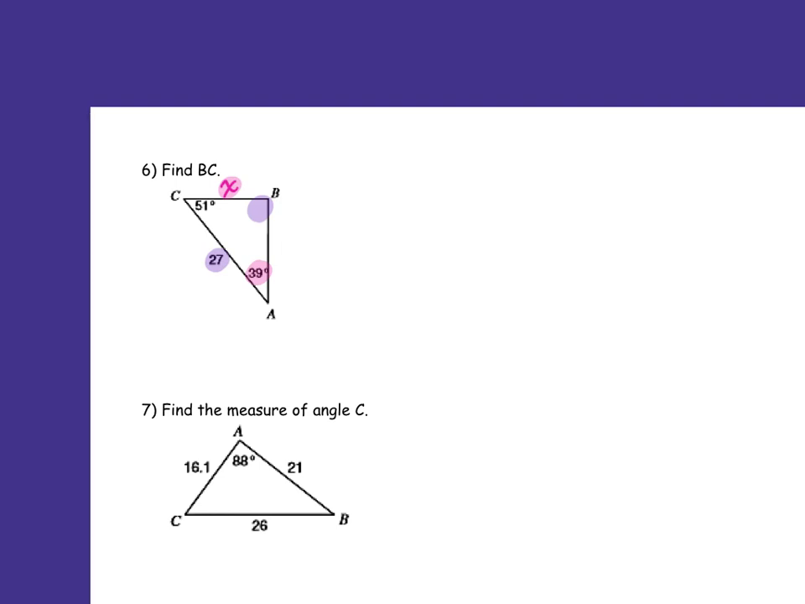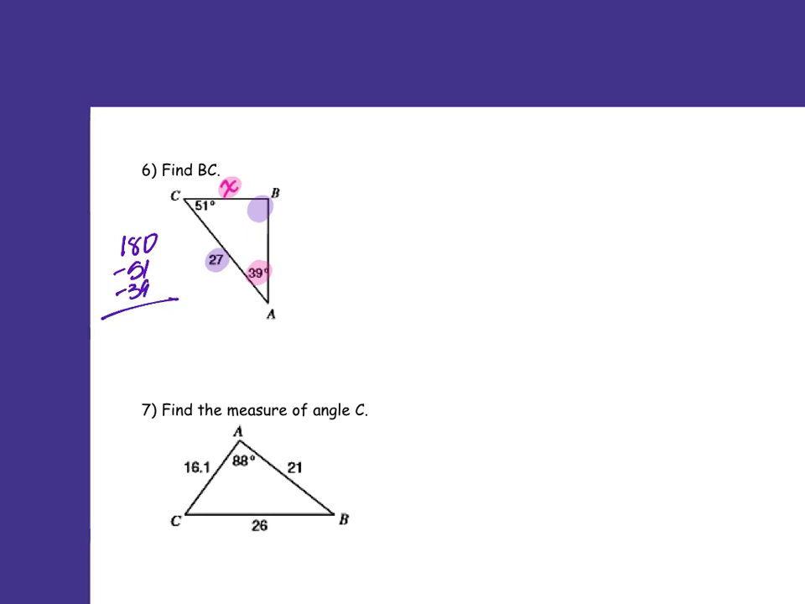We just talked about it, remember? What am I going to do? How do I find the third one? We'll go 180. So if I know 2 out of the 3, what am I going to do? Subtract them from 180. So I'm going to subtract 51 and subtract 39.